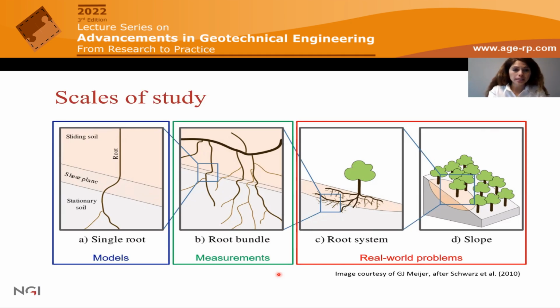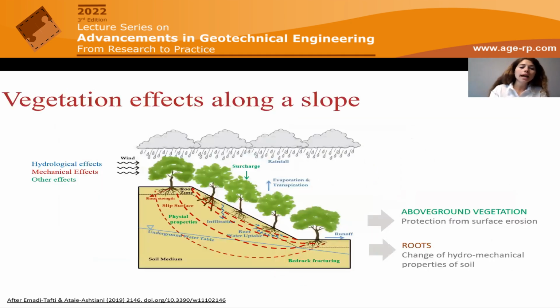real-world shallow instability problems. And this schematization shows all different types of effects that interest us as geotechnical engineers when it comes to assessing the role of vegetation in slope stability. So we may group these effects in 3 main groups, as I said earlier: hydrological effects, mechanical, and other effects.